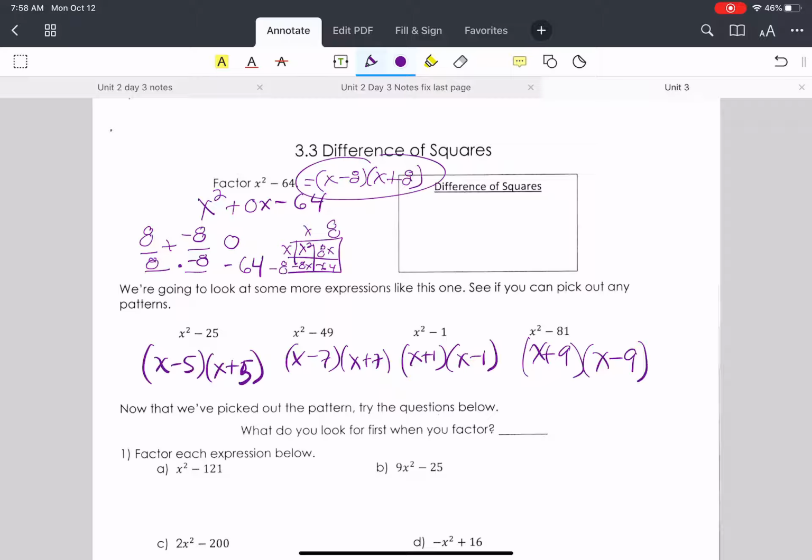Okay, now that we've picked out the pattern, let's try the questions below. But what do you think you need to look for first? The exponent. Make sure that you only take out 2, like, it has to be like 5 times 9 instead of like 5 times 5 times 5 or something. Okay, look at the exponent.